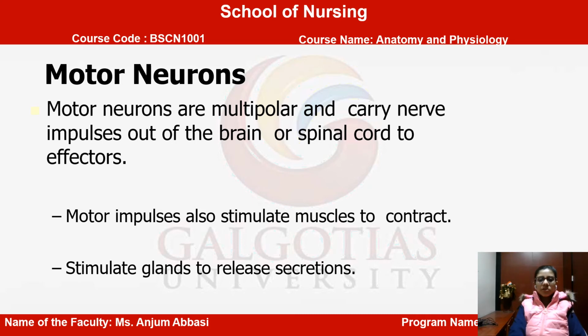So you can say motor impulses also stimulate muscles to contract. एक बार जब motor neurons activate हो जाते हैं, इनको information मिल जाती है, then they know how to work. अभी उनको क्या movement लेकर आना है body में, and stimulate glands to release secretion also.